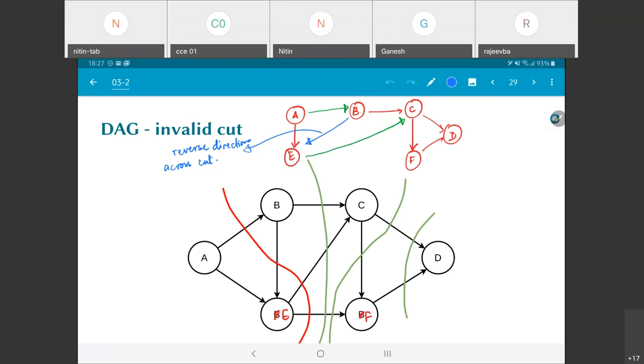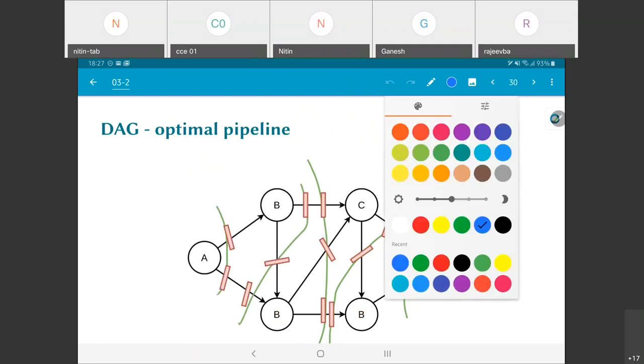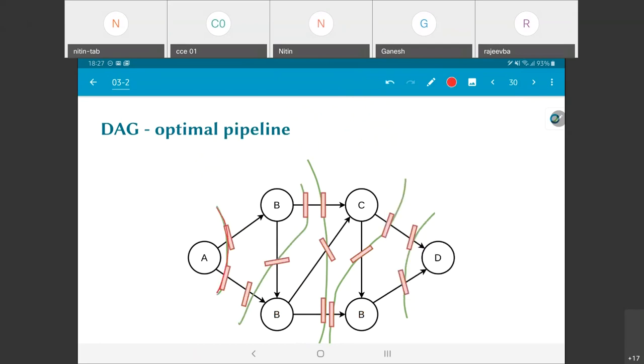Now, why have I drawn so many green ones? Because what was my original goal? I wanted to bring down my critical path from 6 to as small a value as possible. And the question that I'm interested in is, what is the smallest value that I can get away with? This is probably the smallest that I can get away with, right? All of these are basically valid cut sets, right?